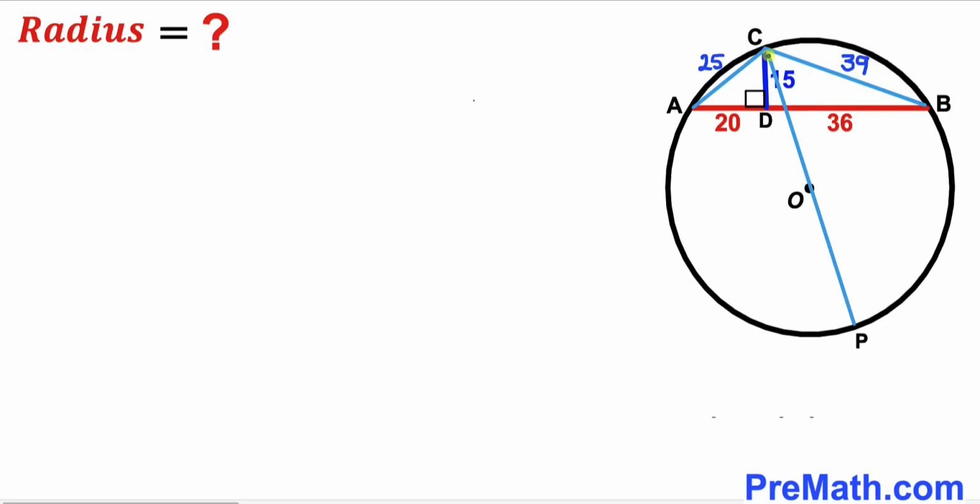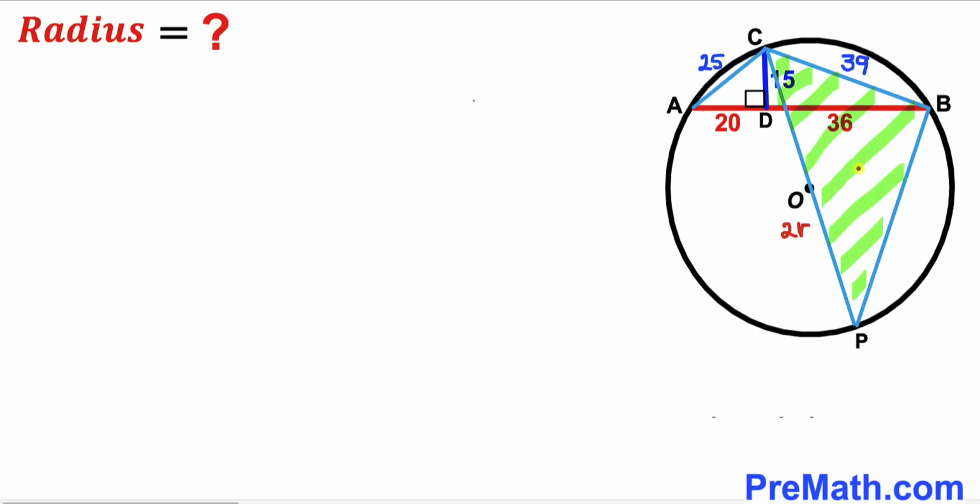In this next step, I have drawn this diameter CP that passes through the center O. Let's assume that the radius of this circle, I'm going to label that one as lowercase r. Then the diameter CP is going to be 2 times radius r. Now our task is to find the value of this radius r. And finally, in this next step, I have connected these vertices B and P as well.